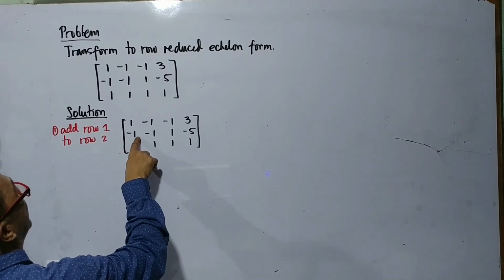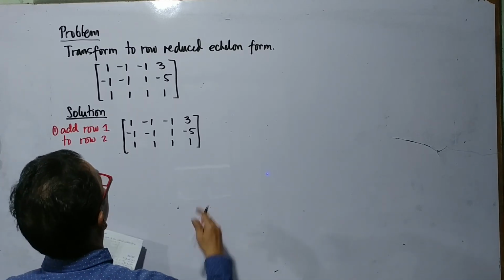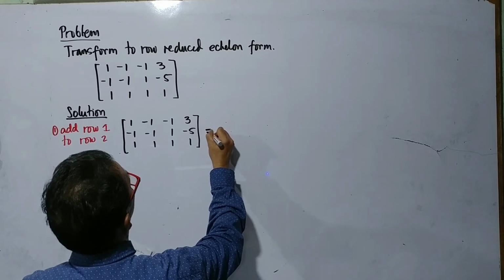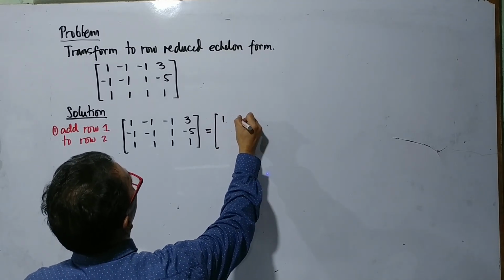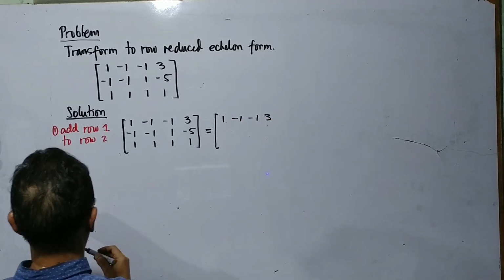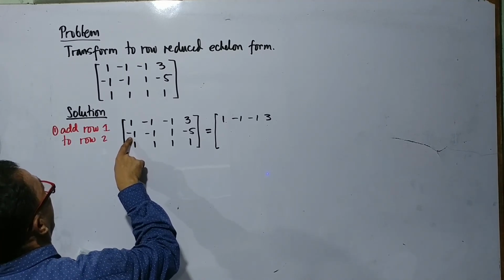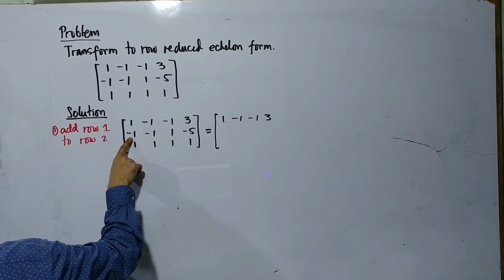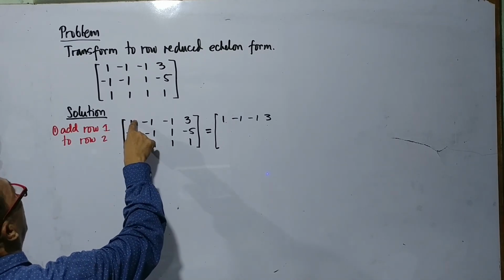Kasi gagawin mo itong 0. So we have now, just copy the first row: 1, negative 1, negative 1, 3. So to make the second row of the first column 0, we have to add row 1 to row 2.